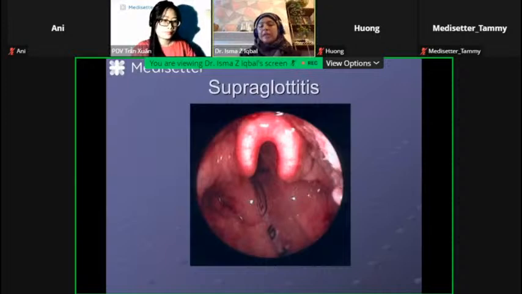So this is just an example of somebody with supraglottitis who's been intubated. As you can see, the epiglottis is very swollen. All the tissues around the epiglottis are swollen. So the entire airway above the vocal cords is swollen.